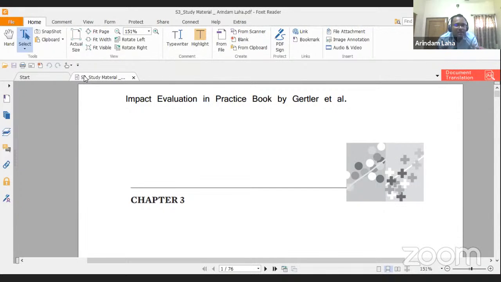So in phase 3, I have the concept of impact evaluation. In the earlier phase, we had a discussion on experimentation. So this is the difference. This is the book Impact Evaluation in Practice.